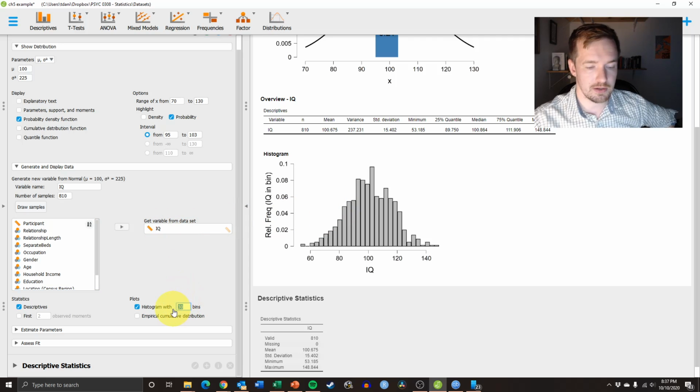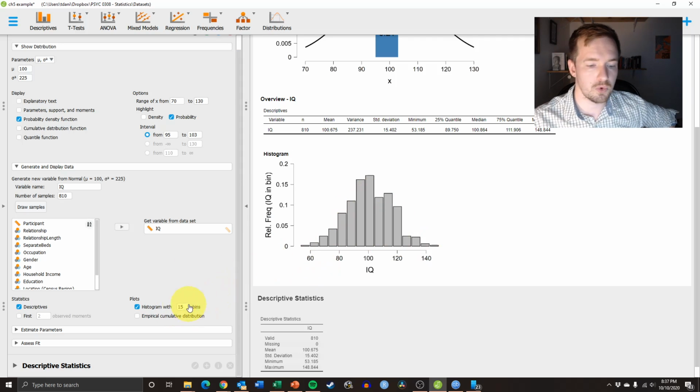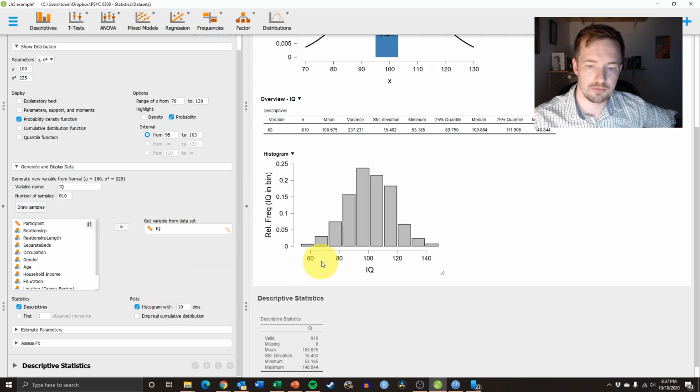If I wanted to, I could narrow this down to have bins of, I don't know, 15 maybe, and let's see what it does. Yep, it looks more normal. Bins of 10. It looks pretty normal to me.